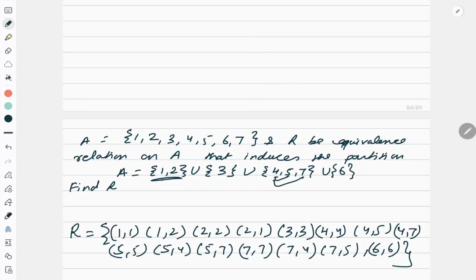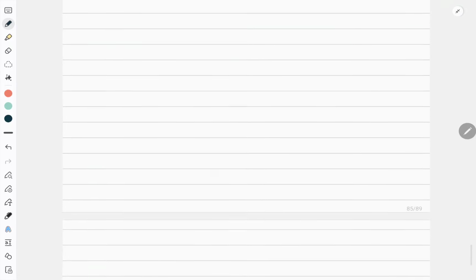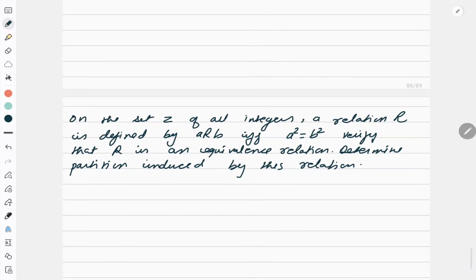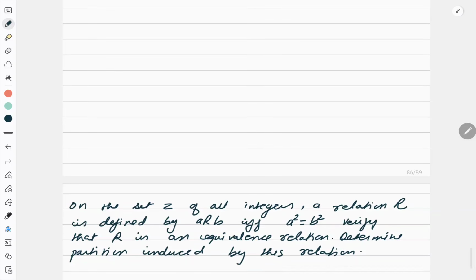You can do the reverse work also. From this you can now figure out the partition and check whether it is the same or not. Okay, so the questions are very easy. This is how you have to do it. I thought it would be a lengthy question, but anyway we have figured it out fast.